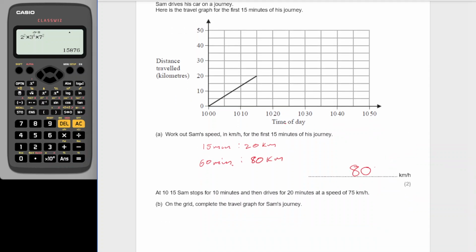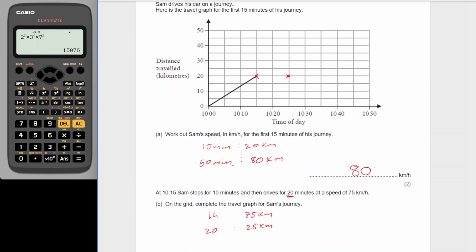At 10:15, Sam stops for 10 minutes, then drives for 20 minutes at a speed of 75 kilometres per hour. On the grid, complete the travel graph for Sam's journey. So I'll put the points in that I'm going to, so stop for 10 minutes. And then drives 20 minutes at a speed of 75 kilometers per hour. So if it is in 1 hour 75 kilometers, then in 20 minutes we're dividing by 3, so that would be 25 kilometers traveled in 20 minutes.